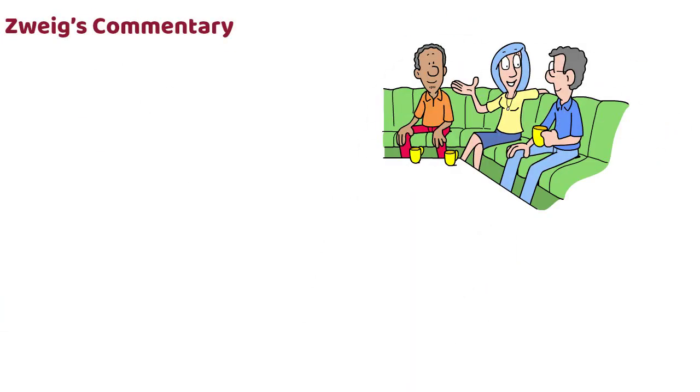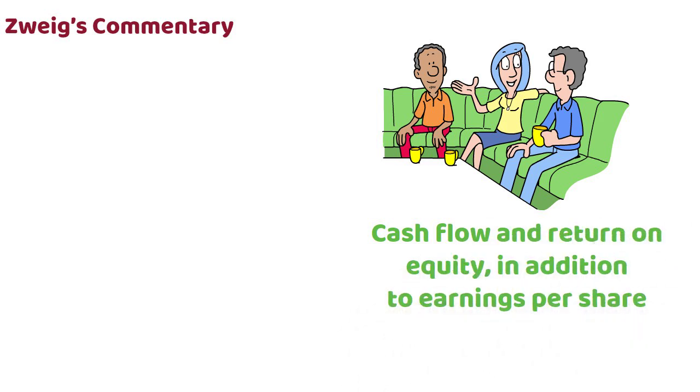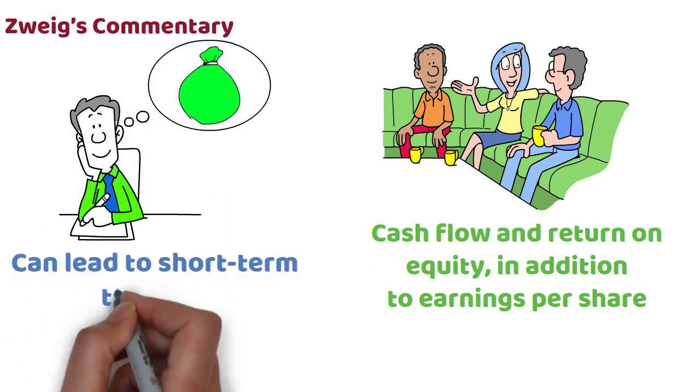Zwig highlights the importance of considering other metrics such as cash flow and return on equity, in addition to earnings per share. He also discusses the risks of focusing too much on quarterly earnings, which can lead to short-term thinking.